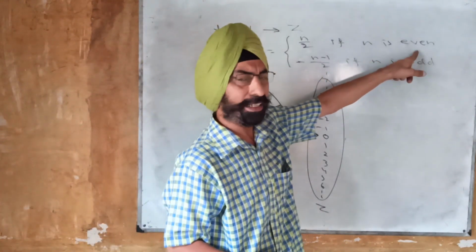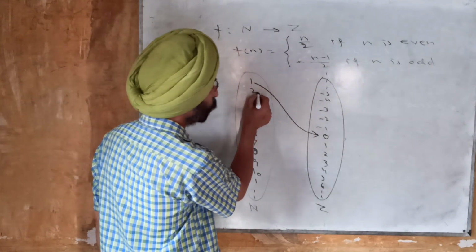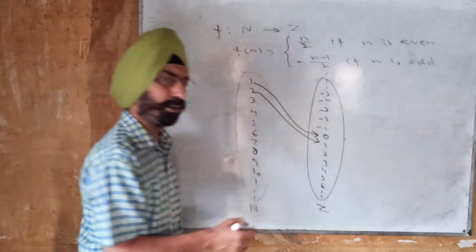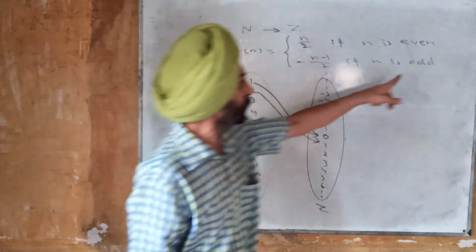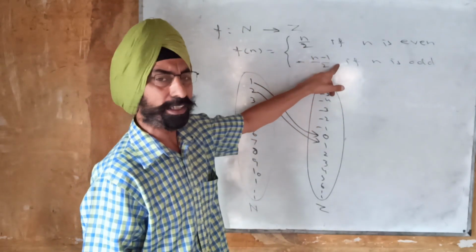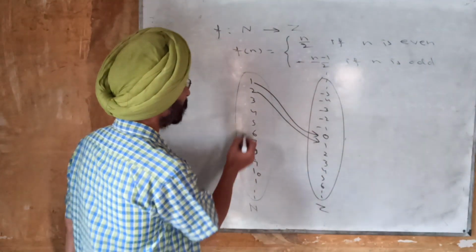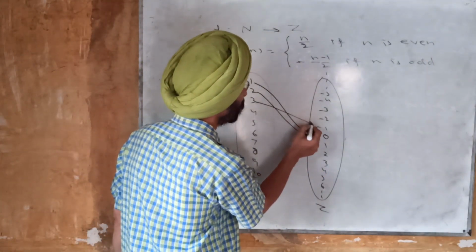2 is even. So its image will be 2 by 2, that means 1. So the image of 2 is 1. What will be the image of 3? 3 is odd. So the image will be minus (3 minus 1) by 2. 3 minus 1 is 2, 2 by 2 is 1, and there is a negative sign here, so it is minus 1. Image of 3 is minus 1.